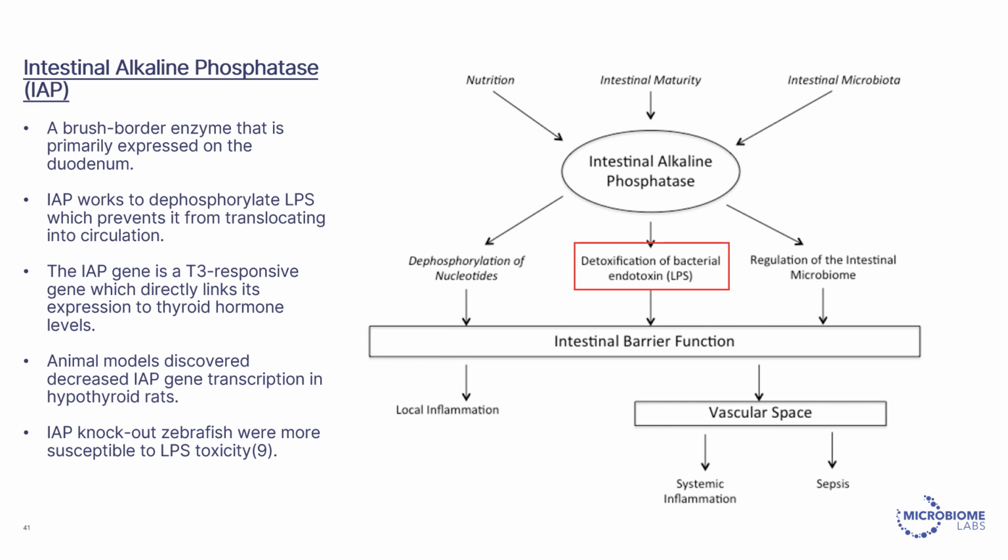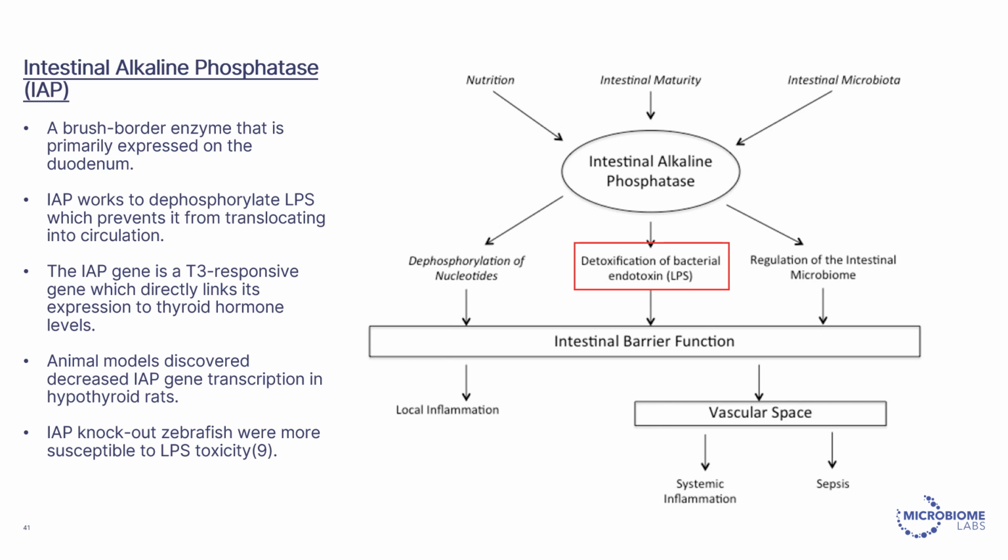Now, what's important to note is that the gene that codes for IAP is a T3-responsive gene that directly links its expression to thyroid hormone levels. That suggests that patients with low thyroid production, or hypothyroidism, may be more likely to produce less of this intestinal alkaline phosphatase enzyme, which makes them less able to detoxify lipopolysaccharide.